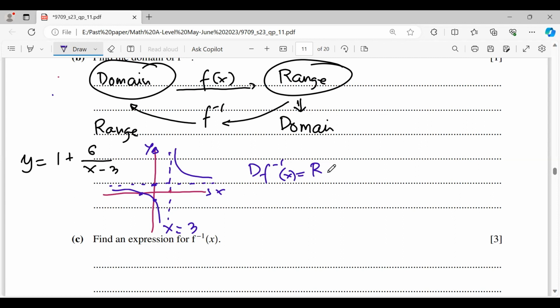Just now I told you this is the range of fx. So the range of fx is y greater than one. This is the asymptote y equals one, so the range should be over one, on the upwards area. So it means the domain of F inverse should be x greater than one. This is the graph.